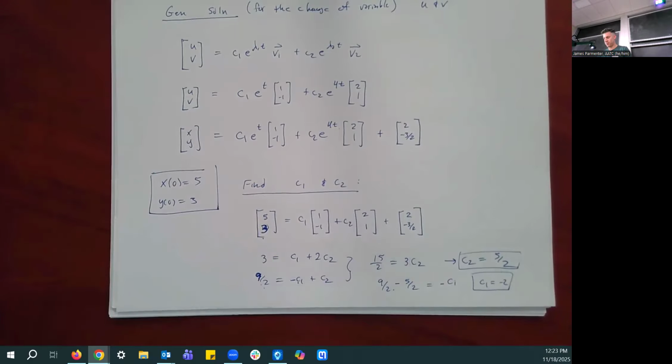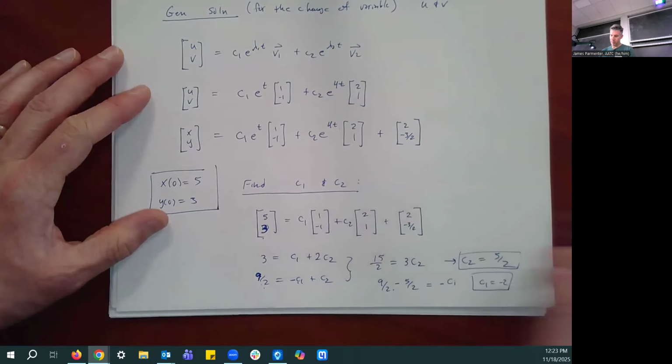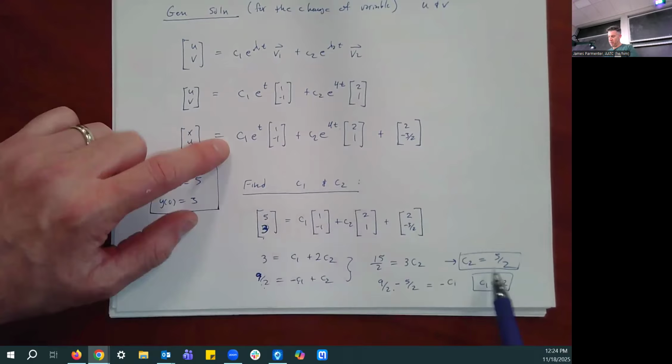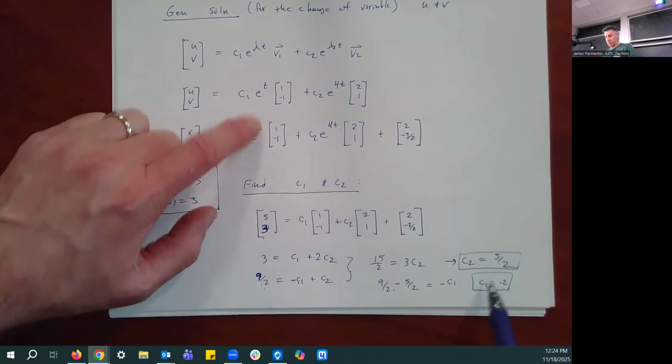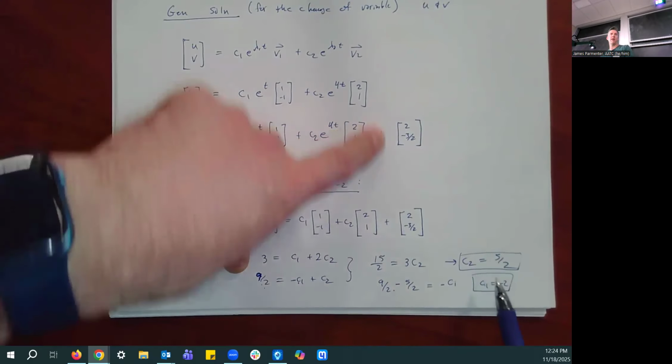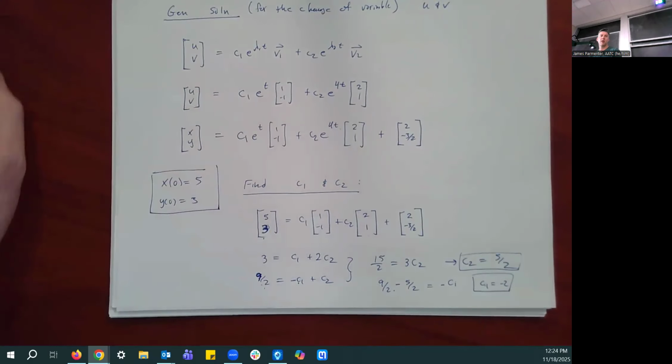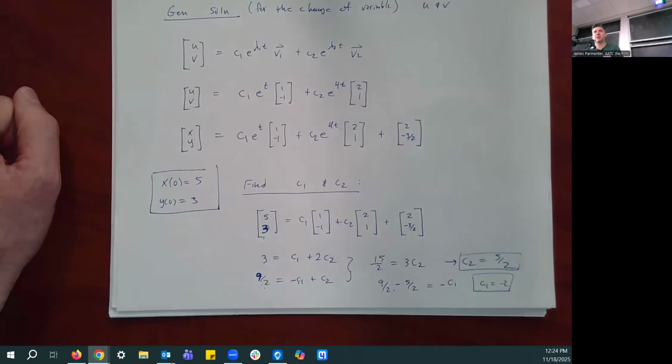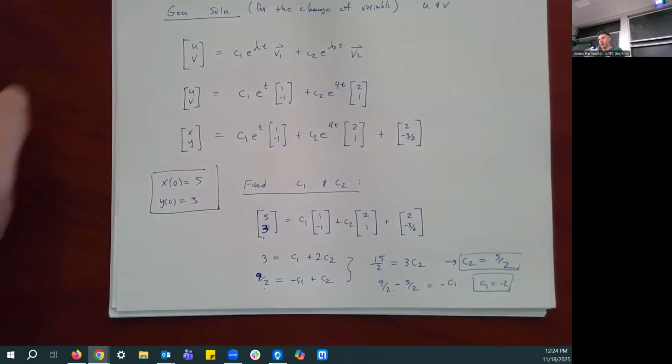So then we could write our actual solution as -2 e to the t times (1, -1) plus 5 halves e to the 4t times (2, 1) plus (2, -3 halves). Cool. So non-homogeneous, not too terrible. Interesting. What else could we be asked to do with this?